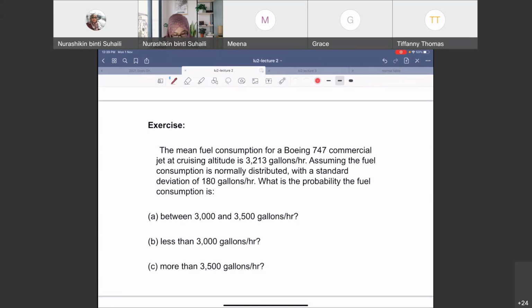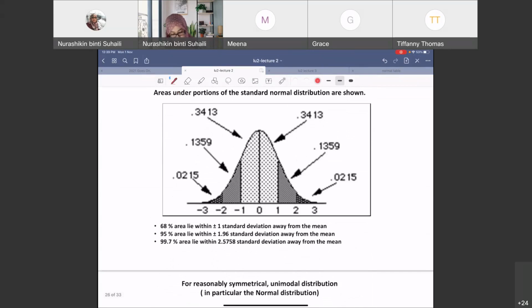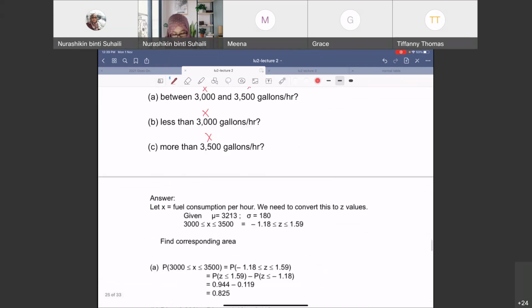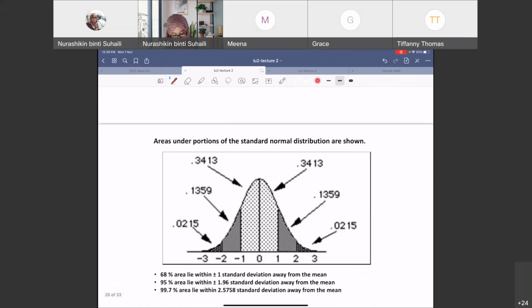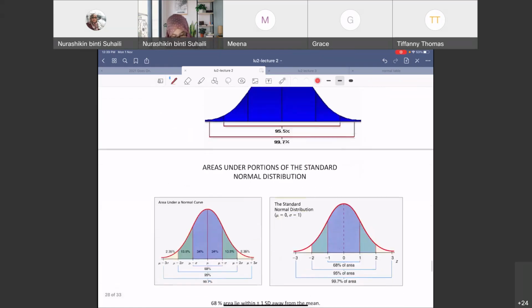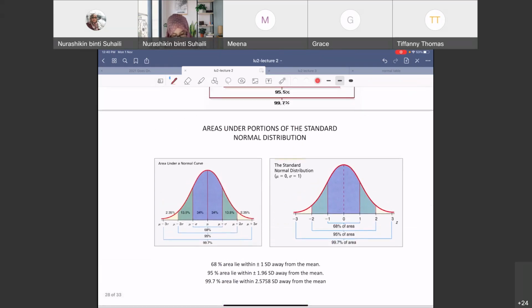This one is the same too, because this one is actually the X value. Yeah? So you have to convert to Z value first in order to use the table. You convert the X to Z in order for you to use the table. Without it, you cannot refer to the table. You cannot use directly the value of X here. Right, I think that's it. Normal distribution, in terms of the area and the probability.